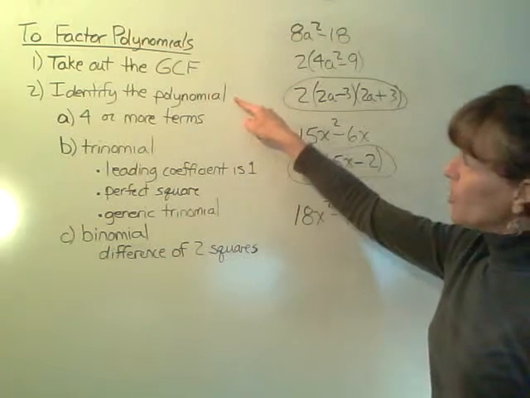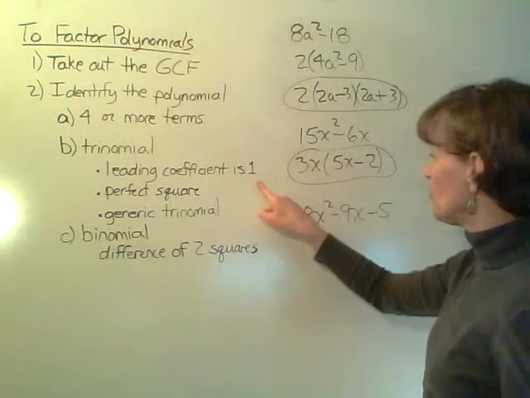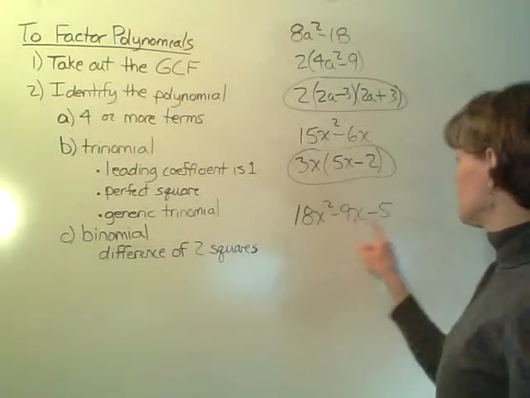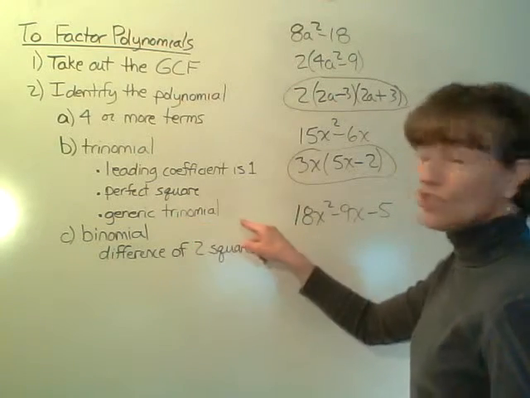All right, so now identify my polynomial. Well, it is a trinomial. Is the leading coefficient 1? No. Is it a perfect square? No. 18 is not a perfect square, neither is 5. So it's just a generic trinomial.